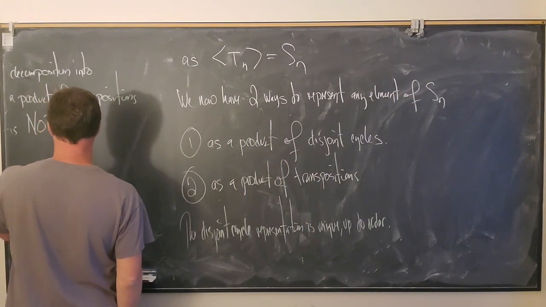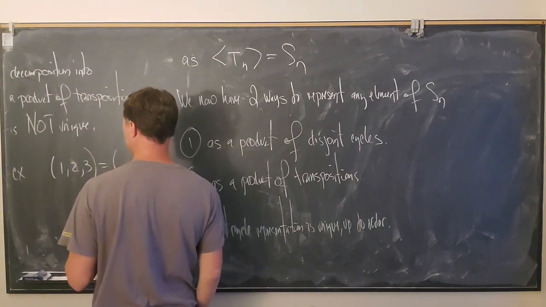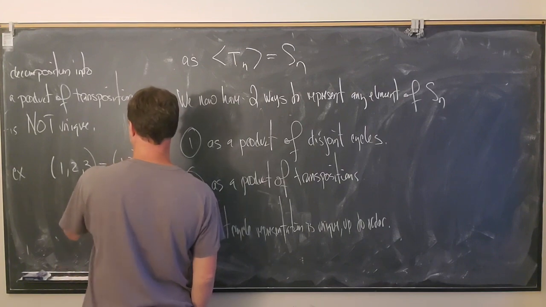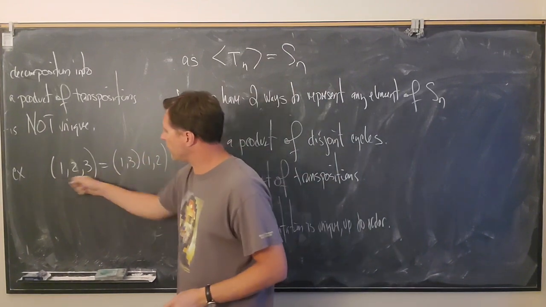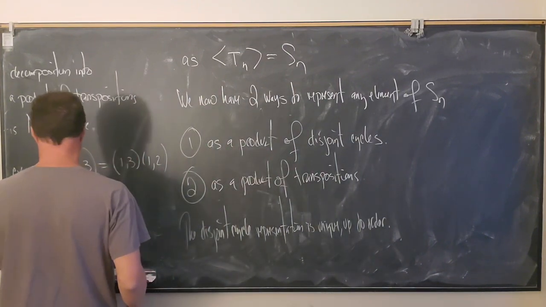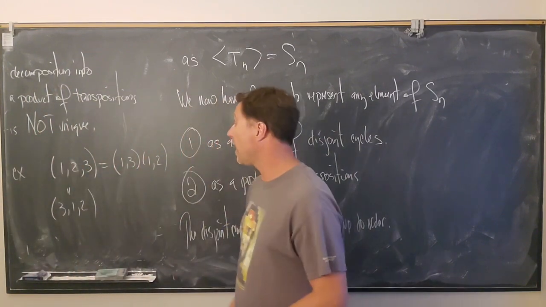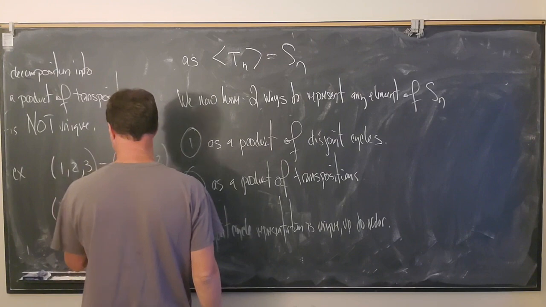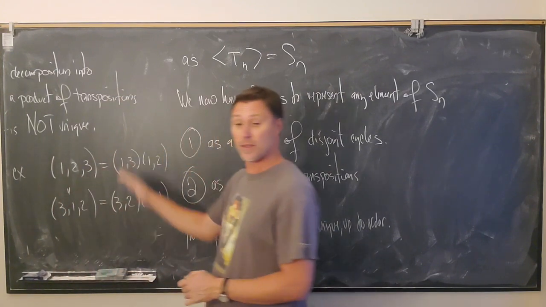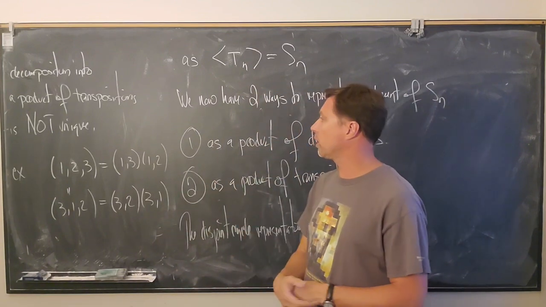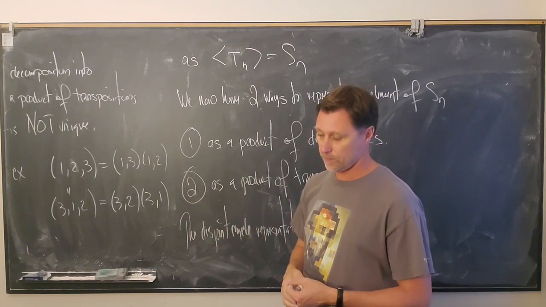So we've got (1 2 3). Remember, the trick to do this would be (1 3)(1 2). But now (1 2 3) is equal to the cycle (3 1 2). All right, I just moved the 3 to the front there. And this, if I use that same trick, is going to be (3 2) and then (3 1). Right? Definitely not the same, right? So the transposition decomposition is non-unique.